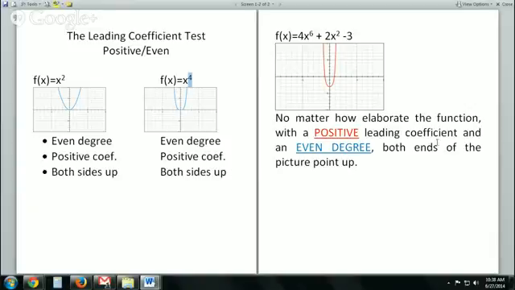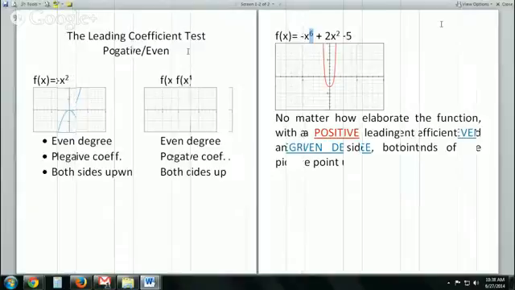No matter how elaborate of a function you create, if you've got a positive leading coefficient with an even degree, both sides of the picture will point up. Here we've got a really fancy one. A positive 4 is the leading coefficient. A 6 is our degree. 6 is still even. And look at what the two sides are doing. Both of the sides are pointed up. So if you've got an even degree, a positive leading coefficient, then both sides will point up. Y goes to infinity for both of the sides.